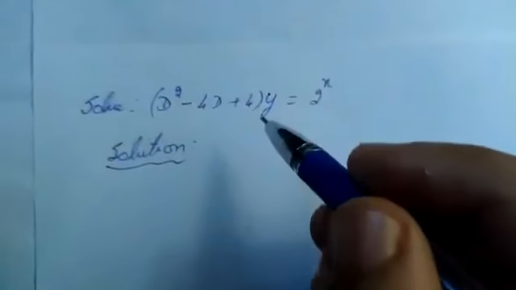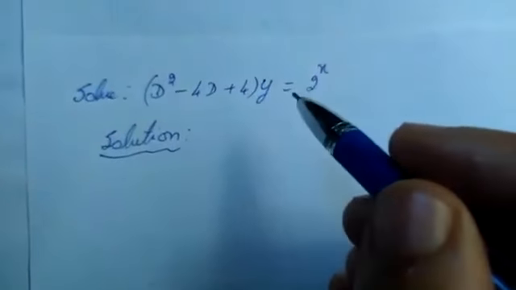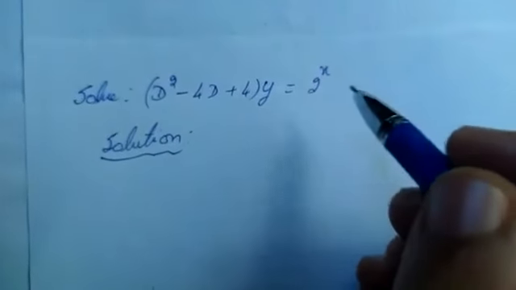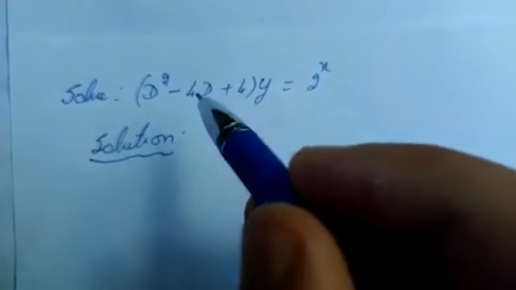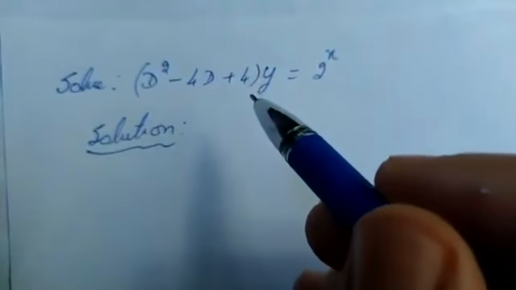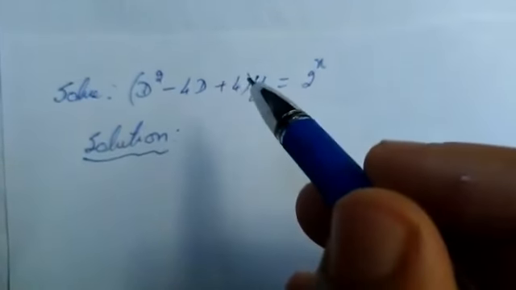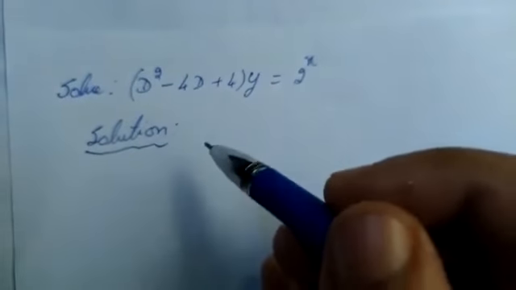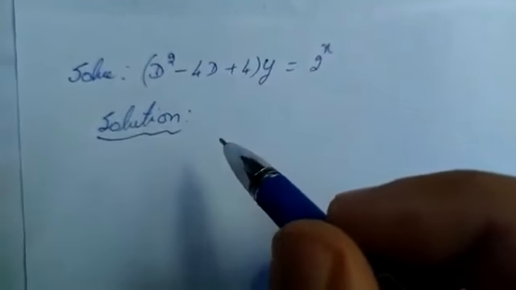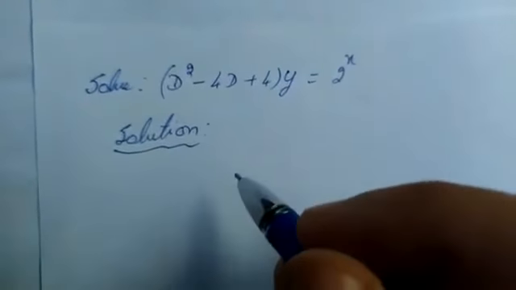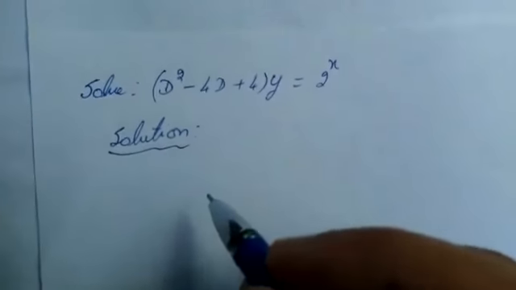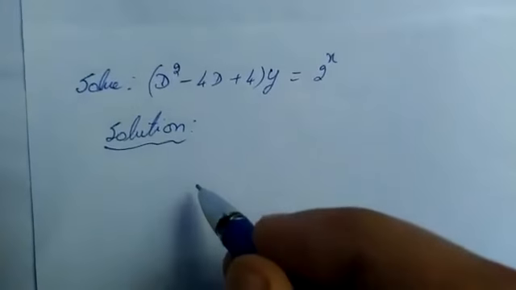Welcome guys. Today in this video we can see how to solve the non-homogeneous linear ordinary differential equation with constant coefficients. To solve this differential equation, we have to find the complementary function and the particular integral. First, to find the complementary function, we need the auxiliary equation.